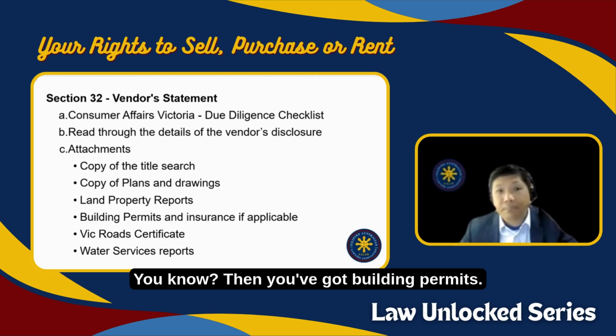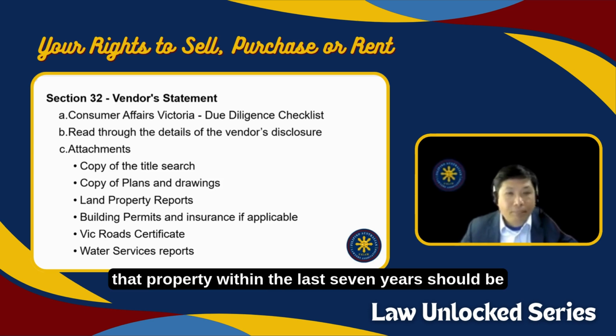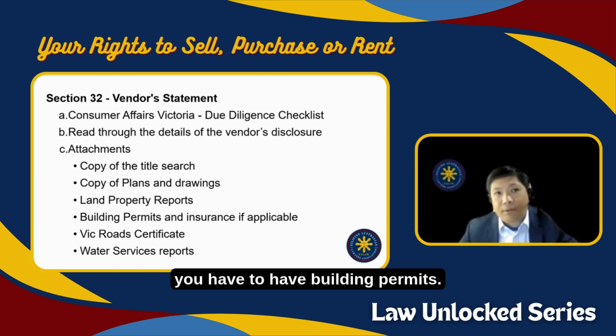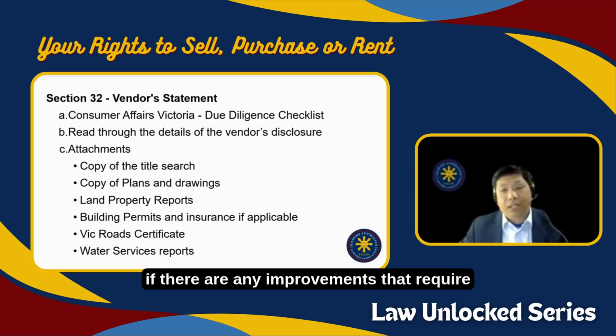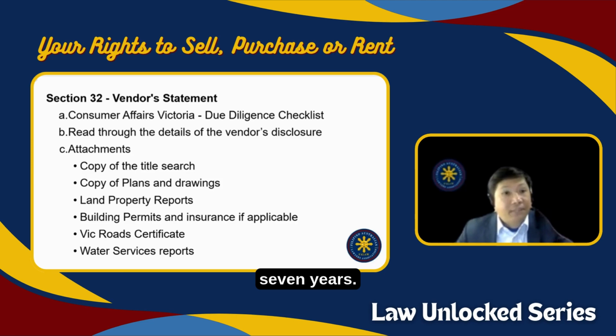Then you've got building permits. Now in Victoria, there's a rule that any improvements in that property within the last 7 years should be declared, and therefore you have to have building permits attached to this particular Section 32 if there are any improvements that require building permits that were made within the last 7 years.